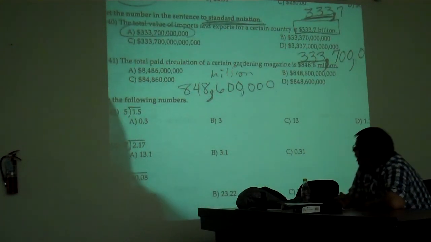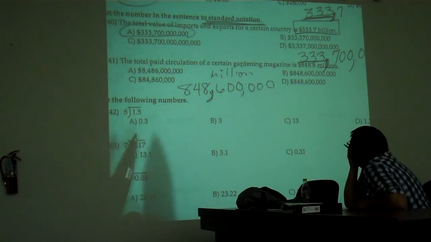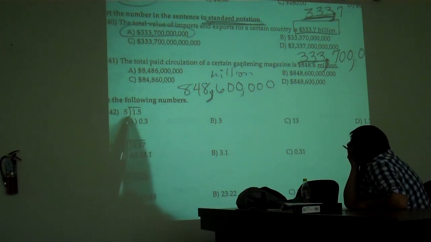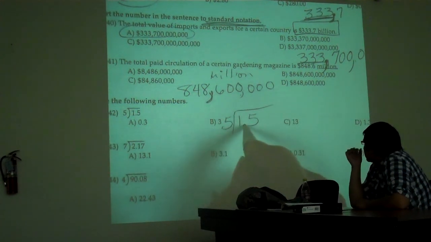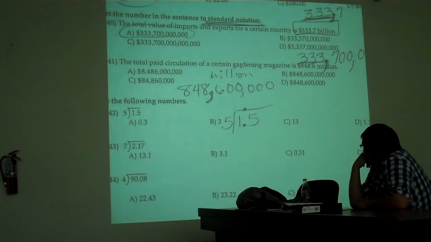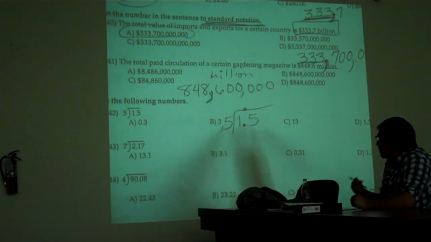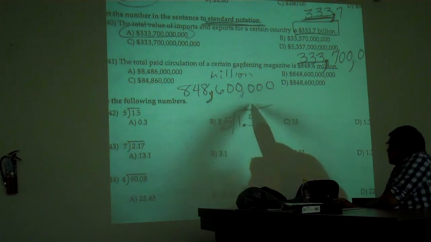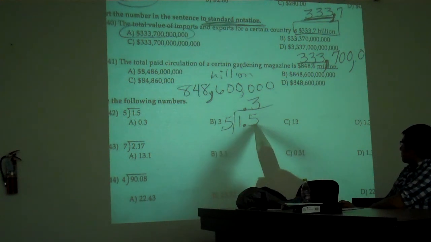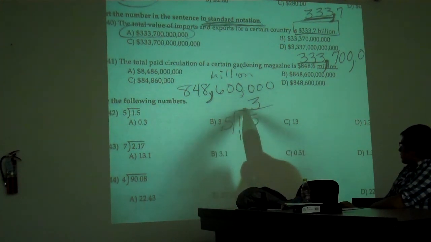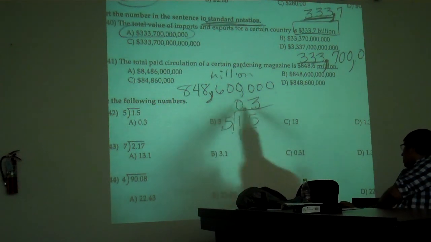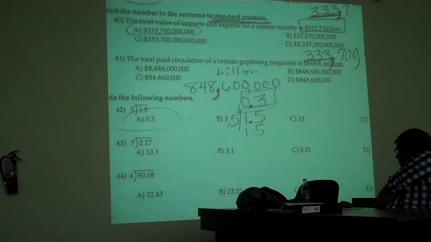Okay, divide the following numbers. 1.5 divided by 5. Bring your decimal up into your answer. 5 into 15 is 3 above the 5, right? Okay, don't write it just 3, write 0.3 as your answer.